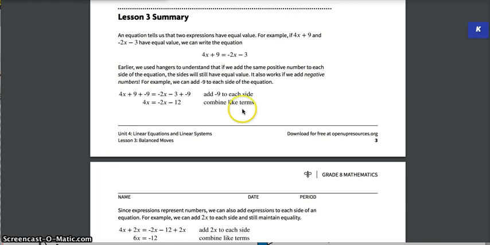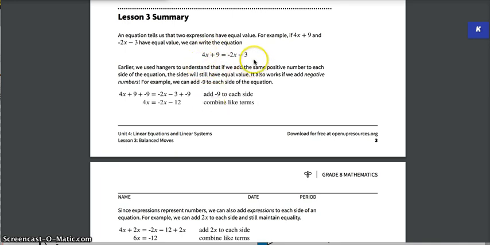Well, in math, we don't typically model everything with hangers. We typically use numbers and symbols. And those numbers look like this, and those symbols look like this. And a lot of times, the word we use for a symbol is a variable. So we have variables such as x, y, and z, which are commonly used, but really any letter or symbol can stand in for a variable.